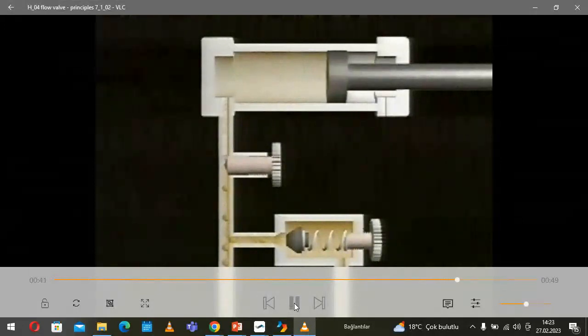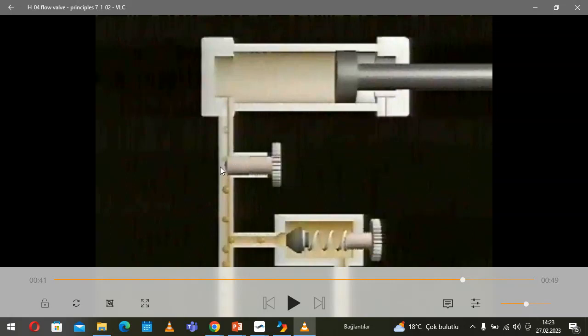Using the restrictor increases pressure. So you see, this is the restrictor. That means we reduce the cross section of the oil passing through. If we reduce the cross section, the total flow rate cannot pass through this section. So actually we divide the flow rate into parts. One is passing through this restricted section into the cylinder. The other one is passing through the pressure relief valve into the reservoir. So these two valves are working together.